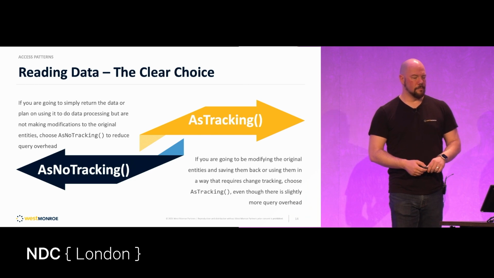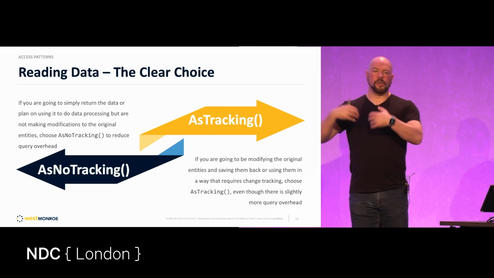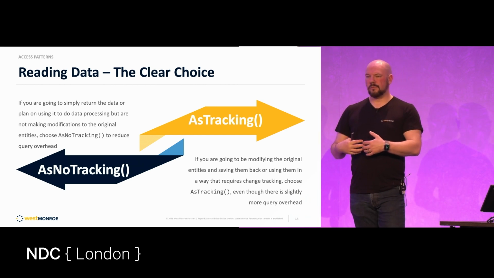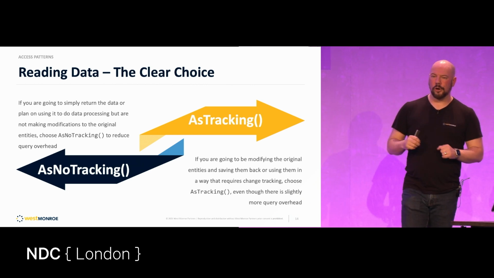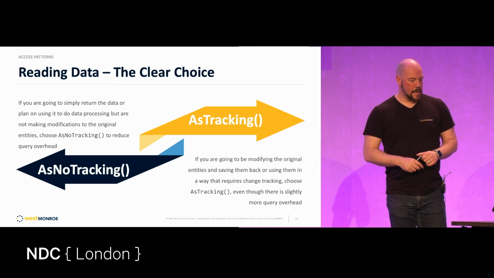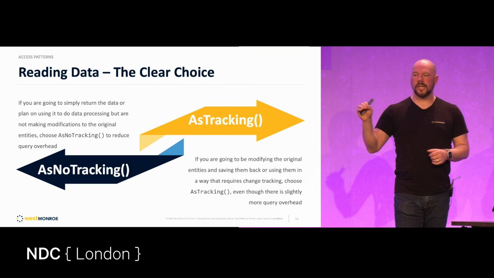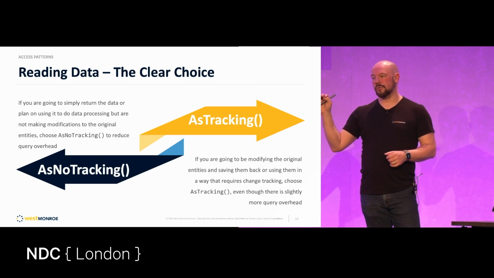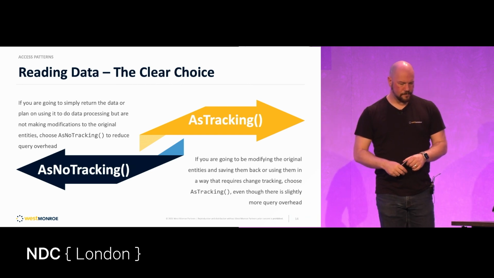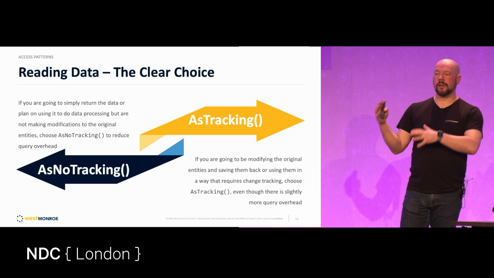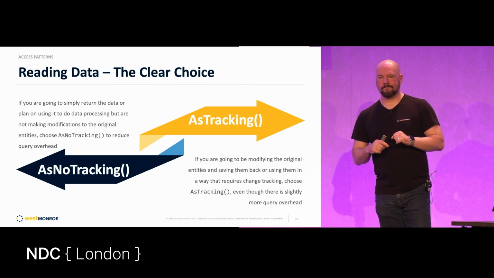Okay, reading data. I promised we were going to talk about query tracking. So reading data, we're just pulling data back from the database, right? Simplest thing you can do with an ORM. It's arguably the use case that you should be using an ORM for. And there's a difference, right? If you're going to simply return the data through an API or to a UI on your screen, if you're in WinForms land, and you're not making any modifications to the entities that you pulled back, there is no reason to track them.